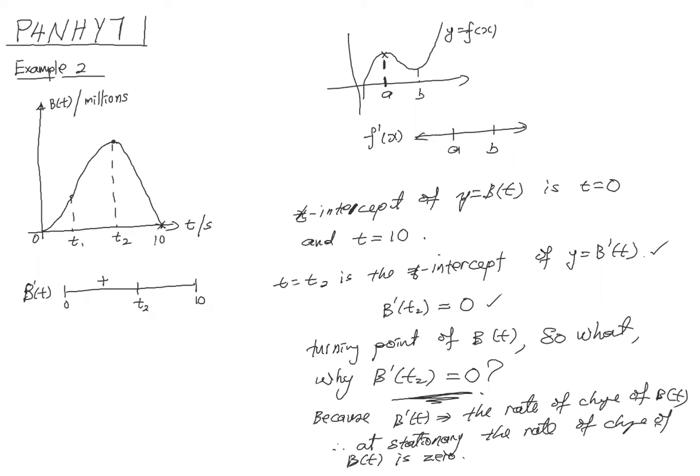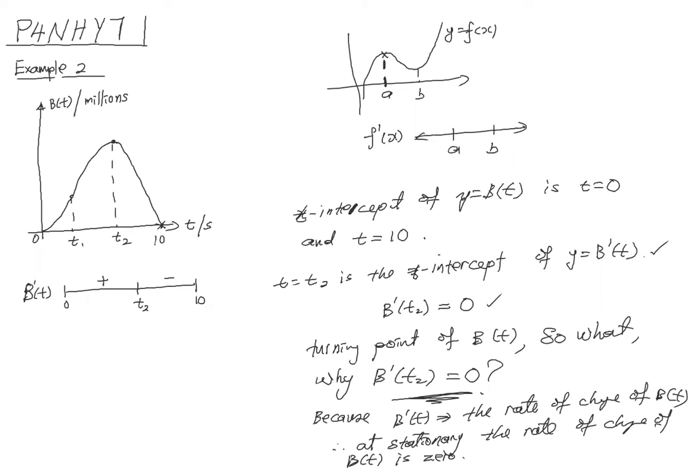Okay, so after T2 to 10, the B(t) graph is going down. That means B(t) is decreasing, so it has a decreasing rate. So the rate will be negative. So when I want to sketch the graph for B prime t, after I get the sign diagram, I will know how it goes.